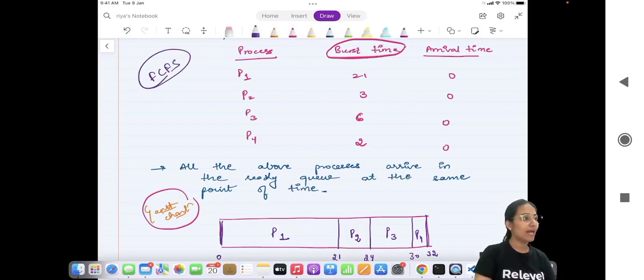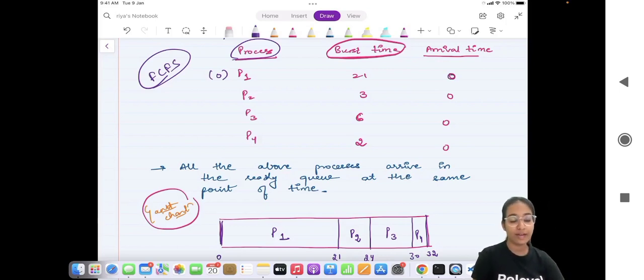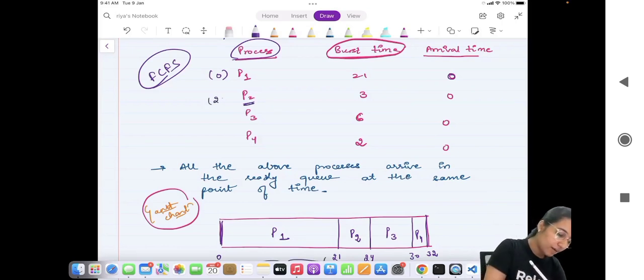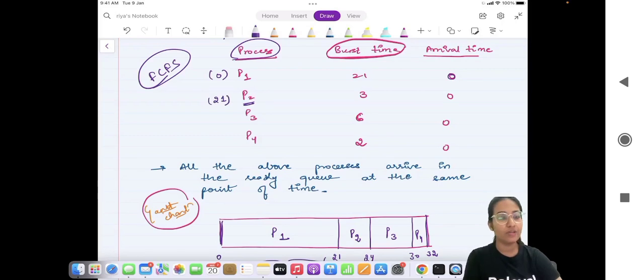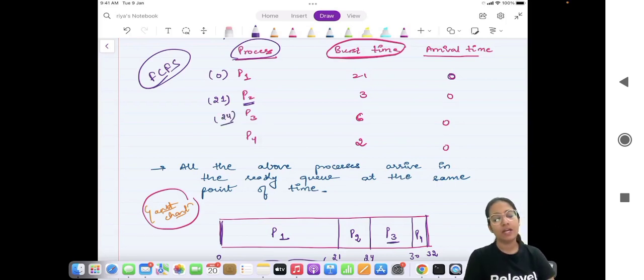Now, if you have to calculate the average waiting time over here, you can simply check that the P1 process waiting time is 0, because it came in the ready queue at 0, and at the 0th instance also it got the allocation of the CPU. The P2 process had to wait for 21 units of time in order to get the allocation of the CPU. P3 started at 24. That means it had to wait for 24 units of time in order to get the allocation of the CPU.